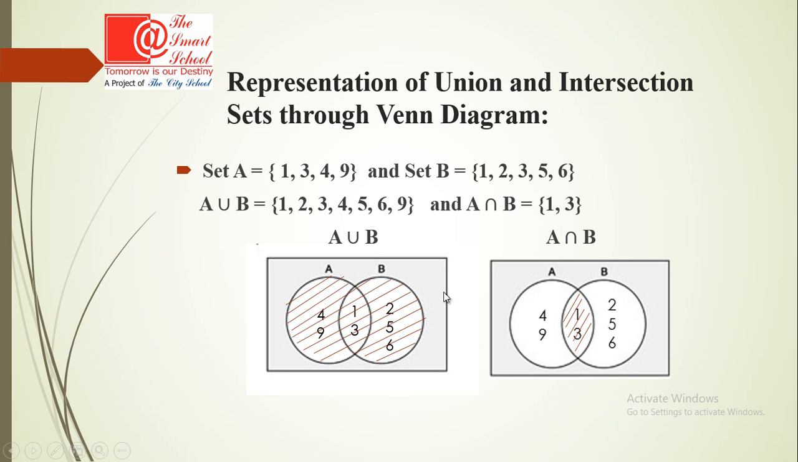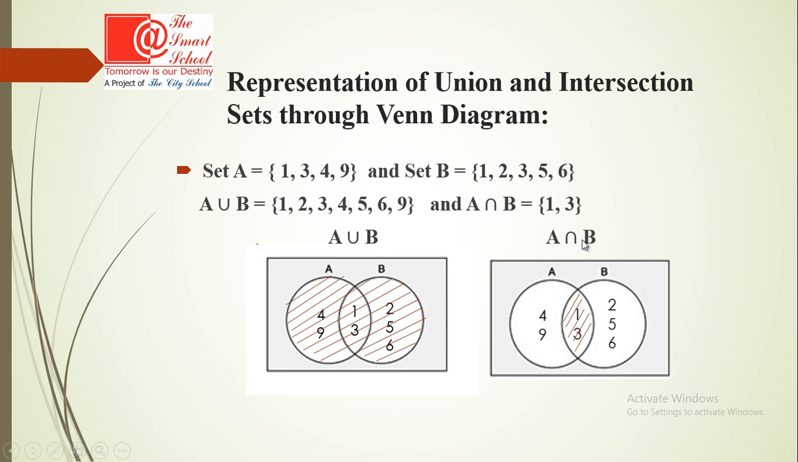Inside the rectangle, one circle is showing set A and the other circle is showing set B, and we will write common elements in this common area which is part of this circle and part of this circle also. So set A is 1, 3, 4, 9 and set B is 1, 2, 3, 5, 6. 1 and 3 are common in both the sets, and because we are doing A union B, we will shade the whole part which is showing A union B.